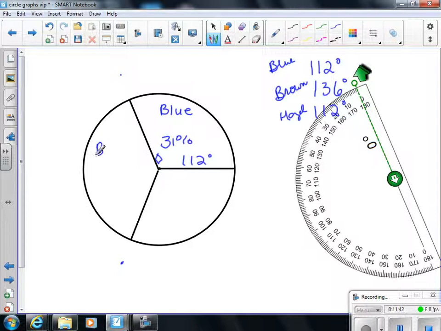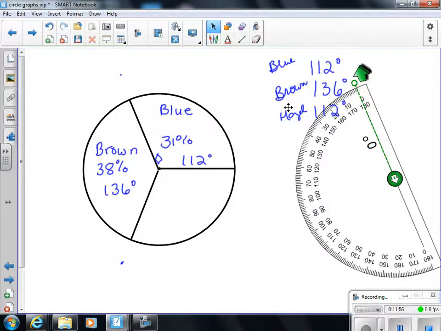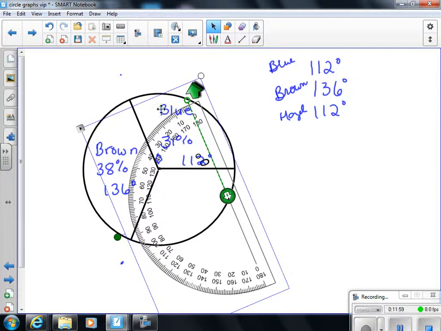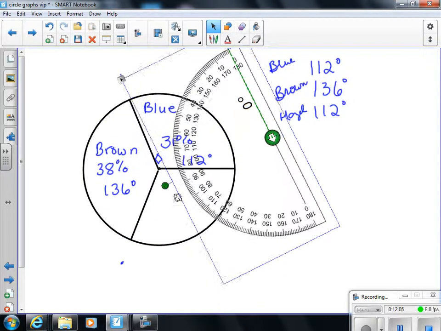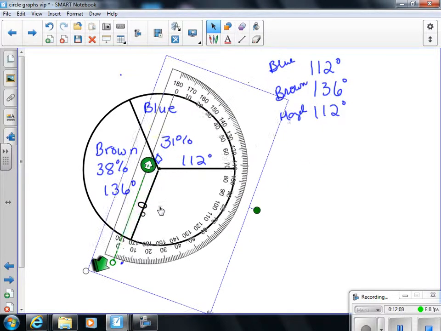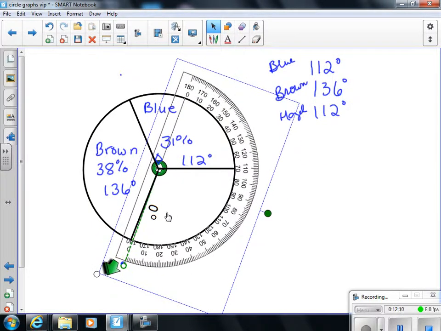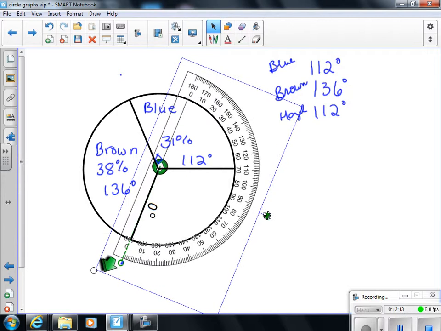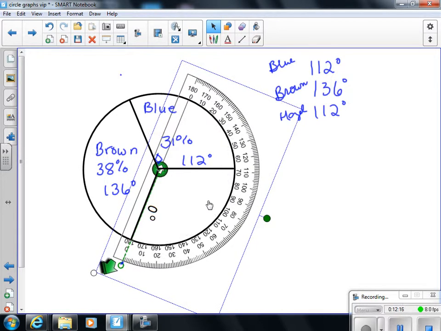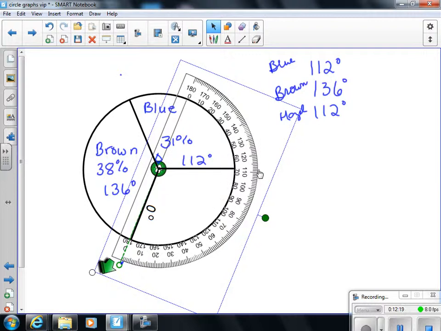So you're going to get brown. How many degrees was it? 38%, and 136 degrees. Now, do we need to draw the third part? Well, let's double check it. Get your protractor out, and again, rotate it so that this new segment is your new baseline. And let's see if this is going to be about 112. Does it look like it? Sure does. Okay, so I have to label that part.